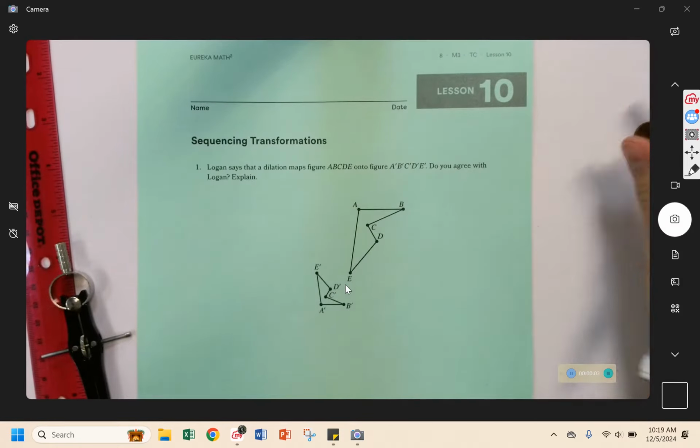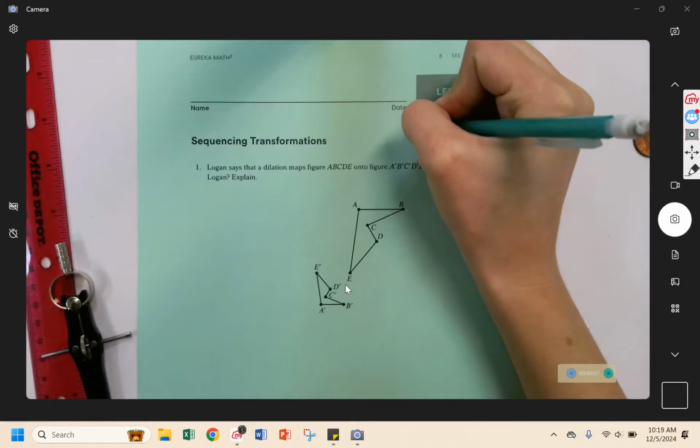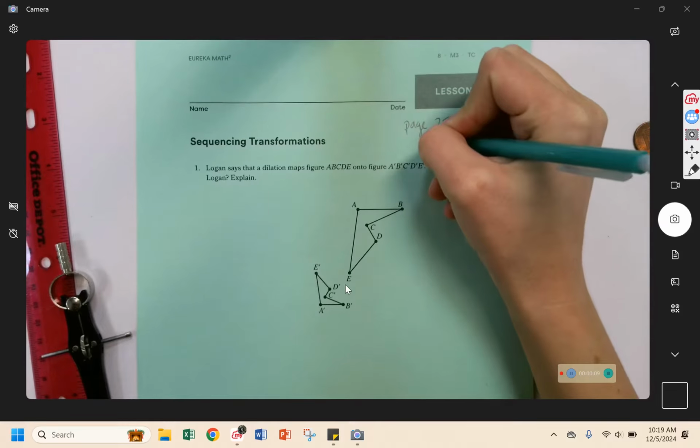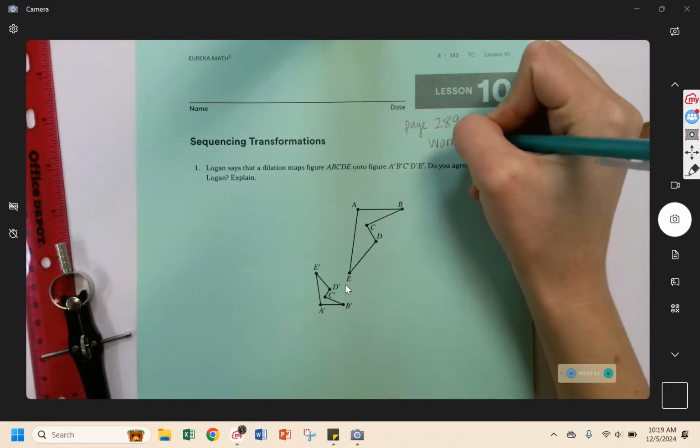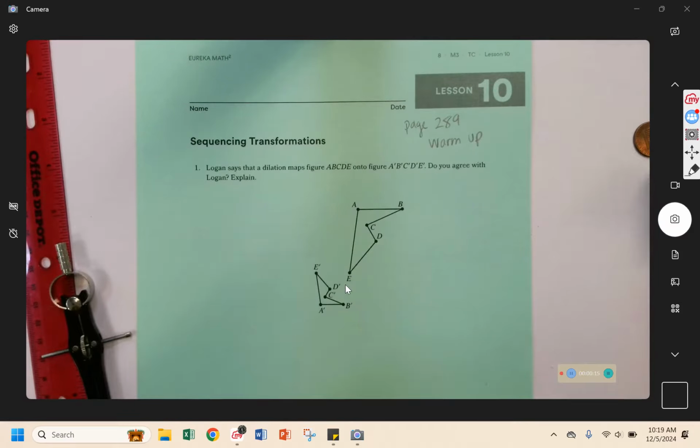The warm-up for today's lesson can be found on page 289. So if you're looking for that, navigate your way to page 289 in your workbook. Then we're going to start off with this lesson.